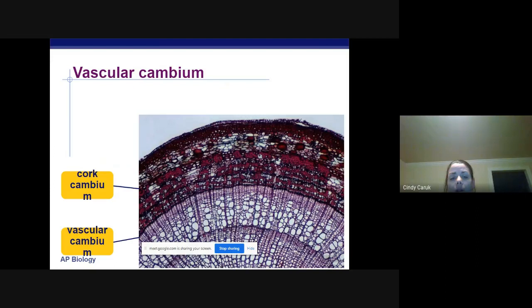So here's your cork, here's your vascular cambium. This side, phloem, this side, xylem.